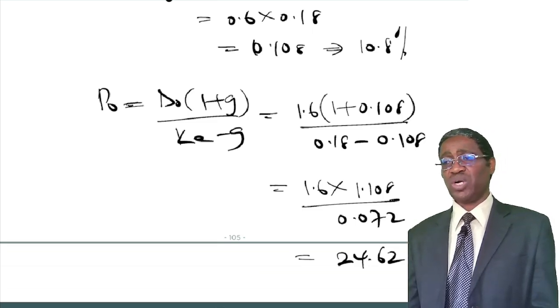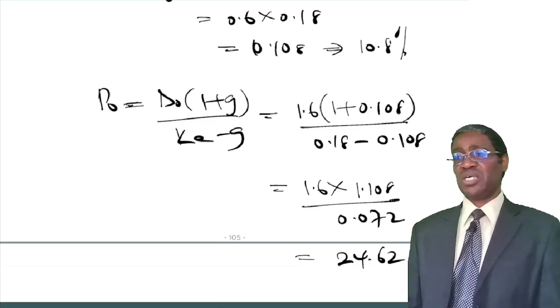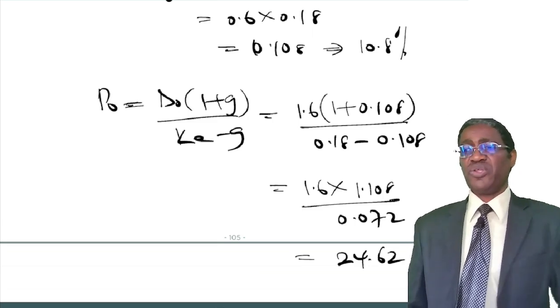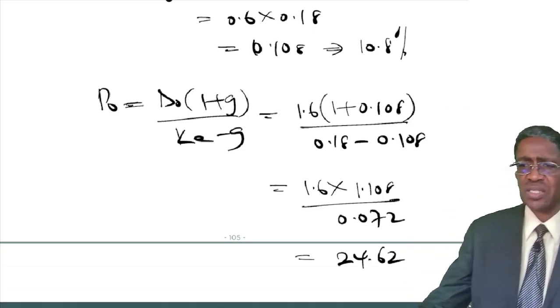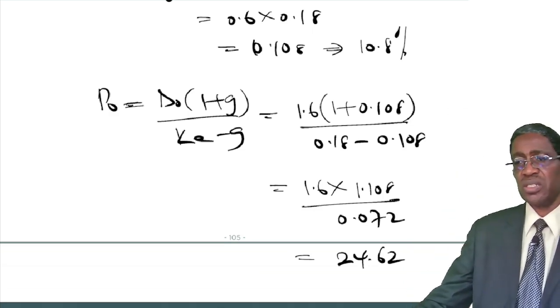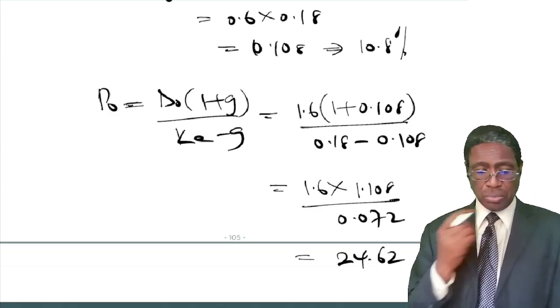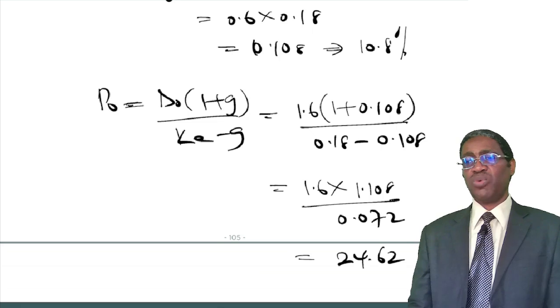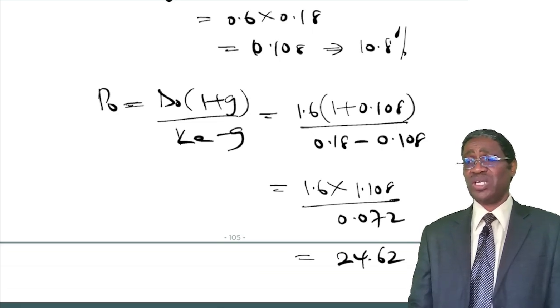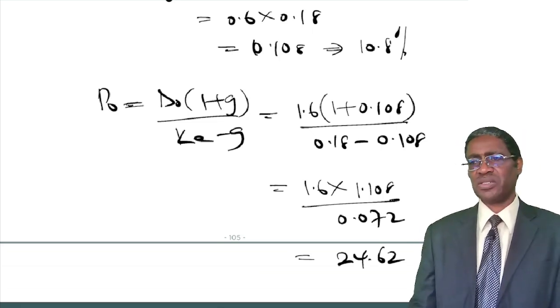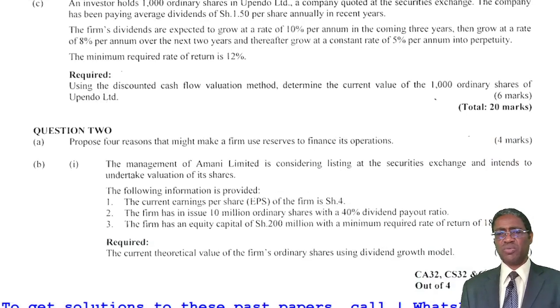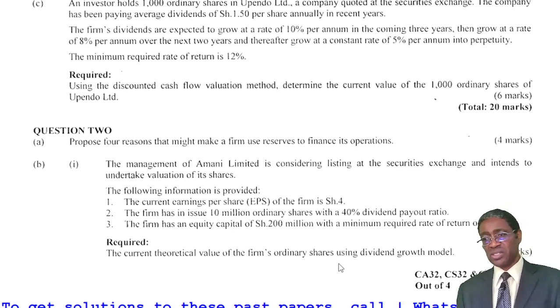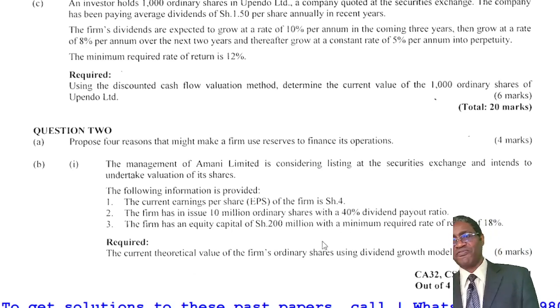But let me go back and check what they are asking me to do. If you're through with the copying, are they asking us to advise or what? Once you compute the value, go back and check whether you are asked to advise or whatever it is. So this question says, calculate the theoretical value of the firm's ordinary shares. That is not one share, but of the firm's ordinary shares.